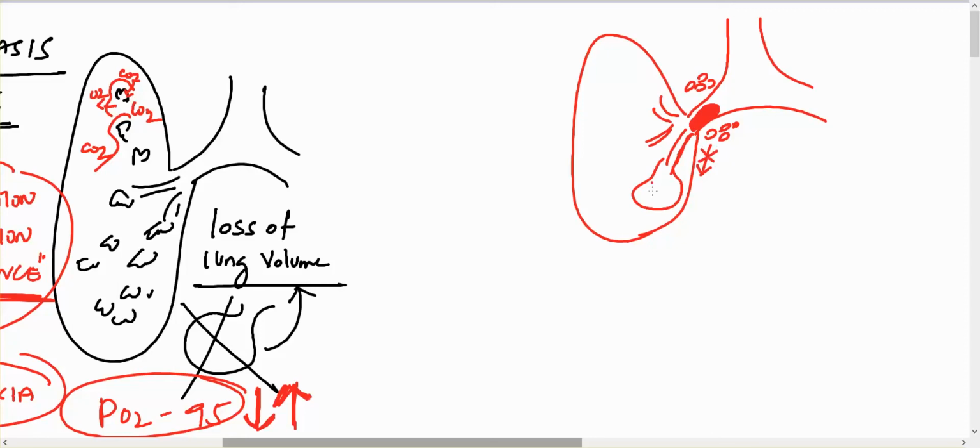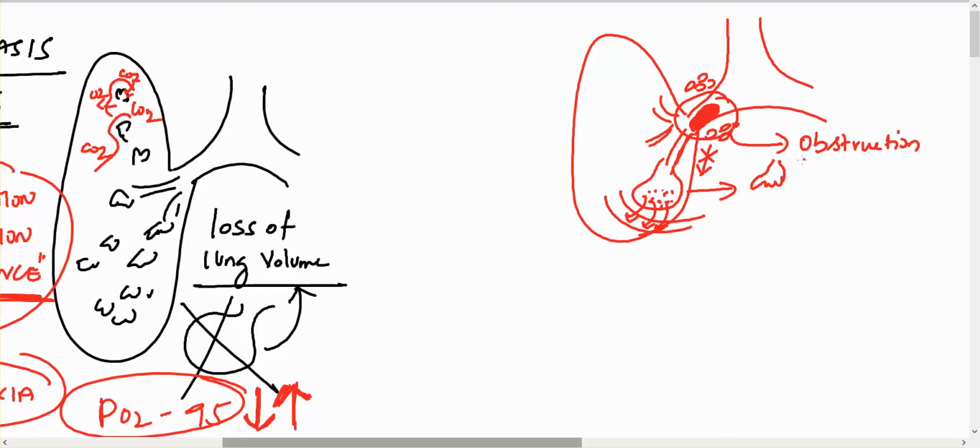What happens? The residual air is remaining. After a short period of time, the residual air is taken up by the capillaries. Then the alveoli has no residual air and new air is not coming. So automatically the alveoli becomes collapsed. So this is due to obstruction.